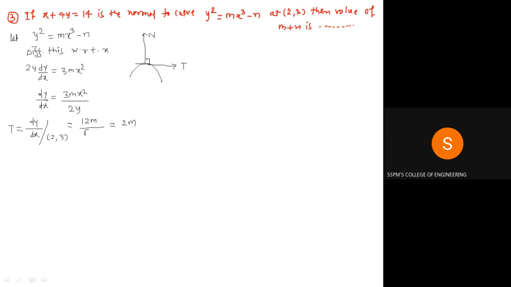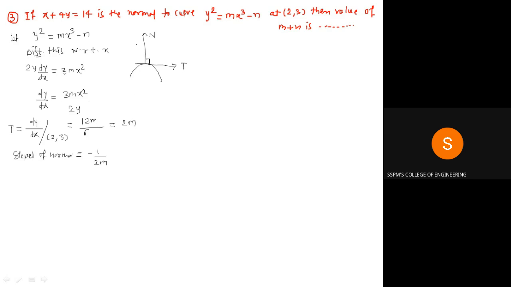सो दिस इज स्लोप ऑफ, ये स्लोप टेंजेंट का मिलेगा. हाउ टू गेट द स्लोप ऑफ नॉर्मल? So slope of normal is reciprocal of slope of their tangent, means reciprocal with minus times. So that is what? Minus 1 by 2m. So 2m का reciprocal 1 by 2m. So minus times होता है because product of them is what? Minus 1. Slope of normal and slope of tangent, if you are taking their product, that should be minus 1 because they are perpendicular to each other.